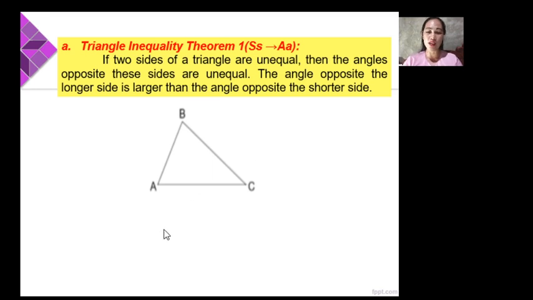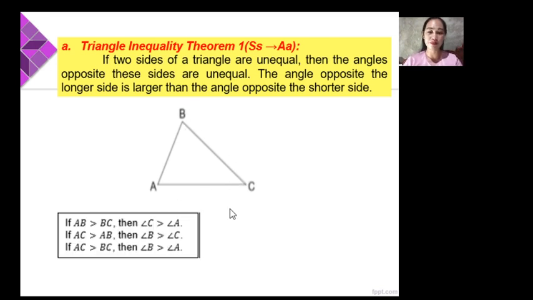So let's have this illustration of a triangle ABC with sides AB, BC, and AC. If side AB is greater than side BC, then angle C is greater than angle A. If side AC is greater than side AB, then angle B is greater than angle C. If side AC is greater than side BC, then angle B is greater than angle A.